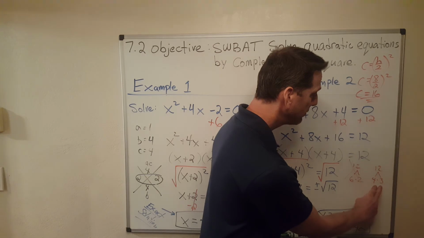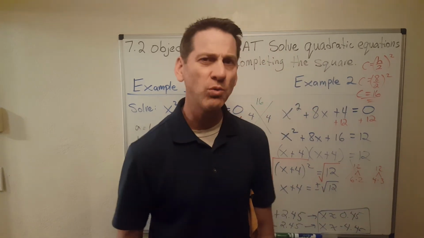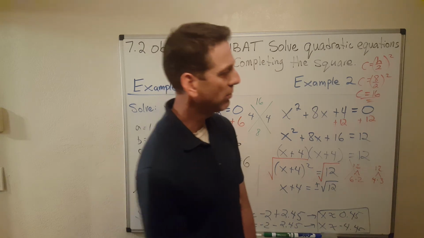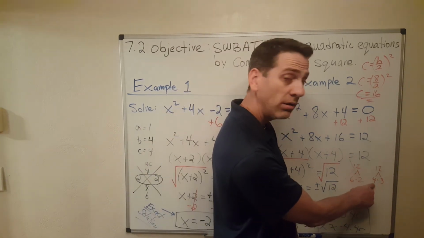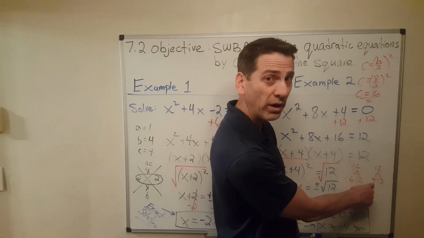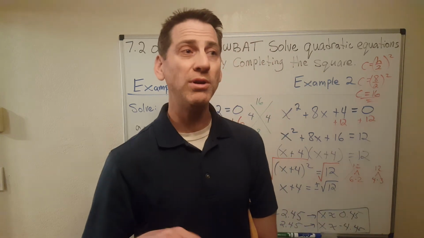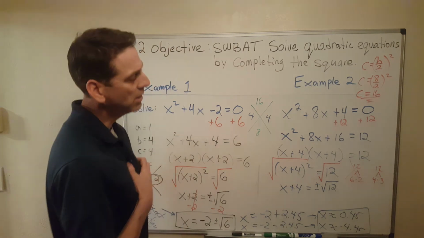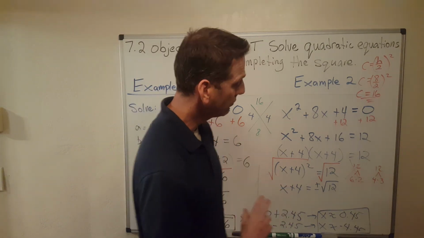But look at this. 4 times 3. Do you see a perfect square in there? Do you see it? I see a perfect square. Right there. 4 is a perfect square. The square root of 4 is a whole number, right? It's 2. So what? Here's the trick on this one.